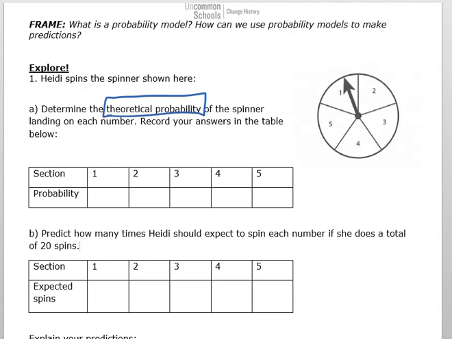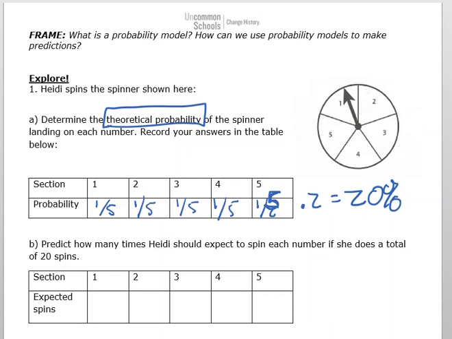So the probability of landing on 1 is 1 in 5. Same for all of these. As a decimal, that's 0.2, which is equal to 20%. Oh, a little mistake up here. 5.